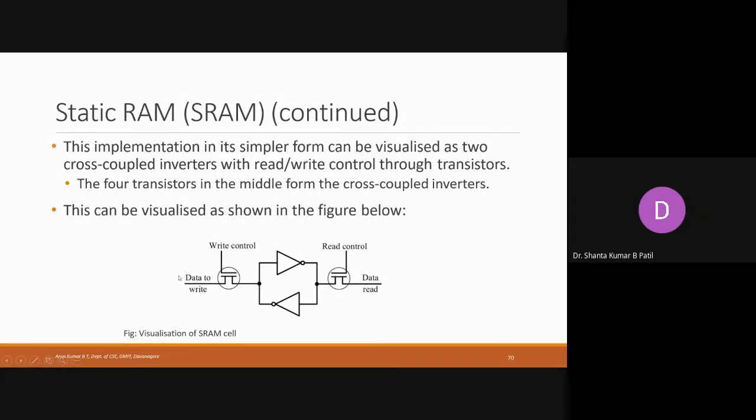Until and unless you supply 5 voltage at this end, the signal available at this is 5 only. How is it 5? 5 has been converted to 0, and this 0 is again converted back to 5. Until and unless the power is there, NOT gates are used in the construction of the static RAM.